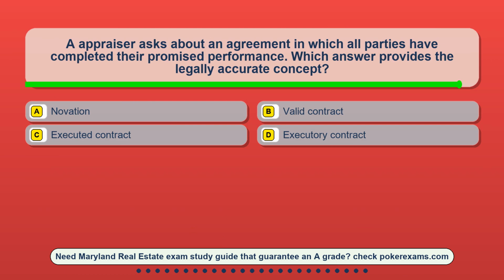Question 13. An appraiser asks about an agreement in which all parties have completed their promised performance. Which answer provides the legally accurate concept? Option A, novation. Option B, valid contract. Option C, executed contract. Option D, executory contract.